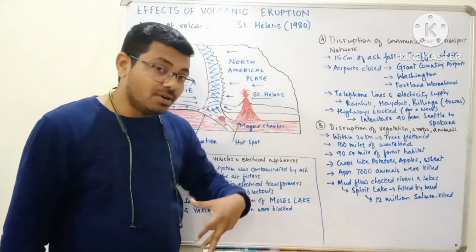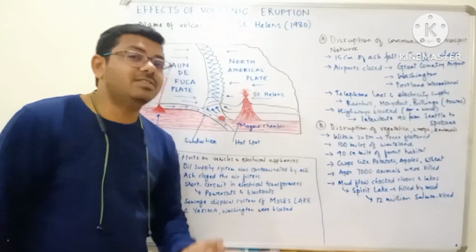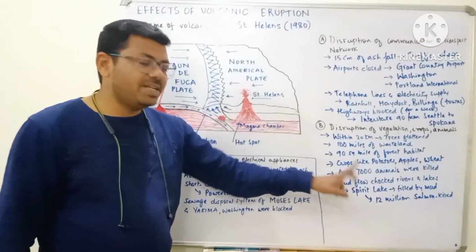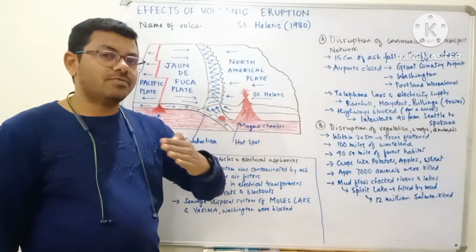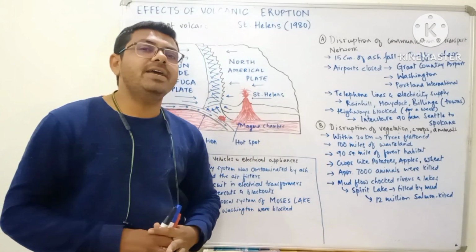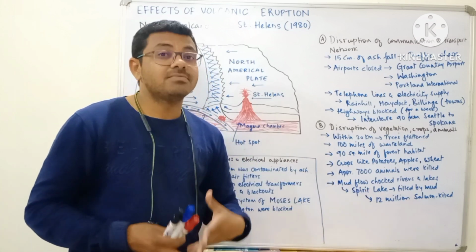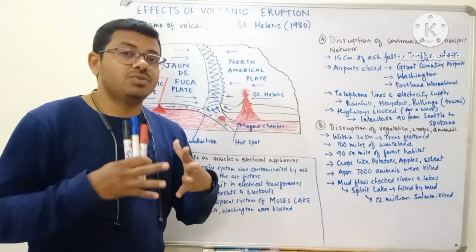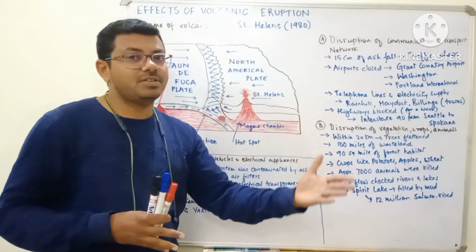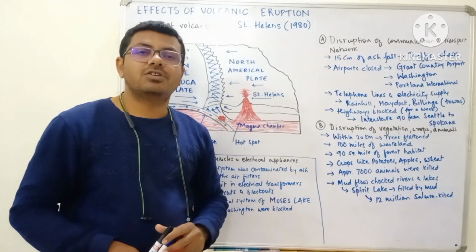Because of that mud flow, the mud was deposited in nearby rivers and lakes. One example of the lake is Spirit Lake. Spirit Lake is located near St. Helens, and because of mud flow, the entire lake was filled by mud, due to which around 12 million salmon, that is a type of fish, were killed. So these were the effects on vegetation, crops and animals.